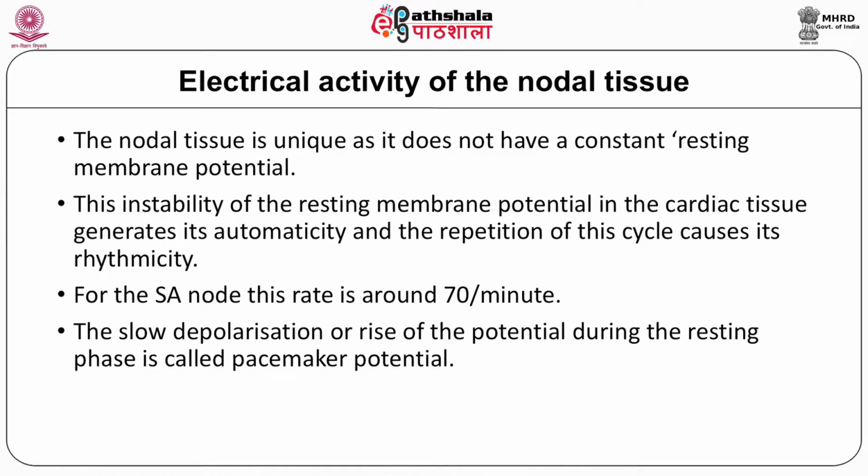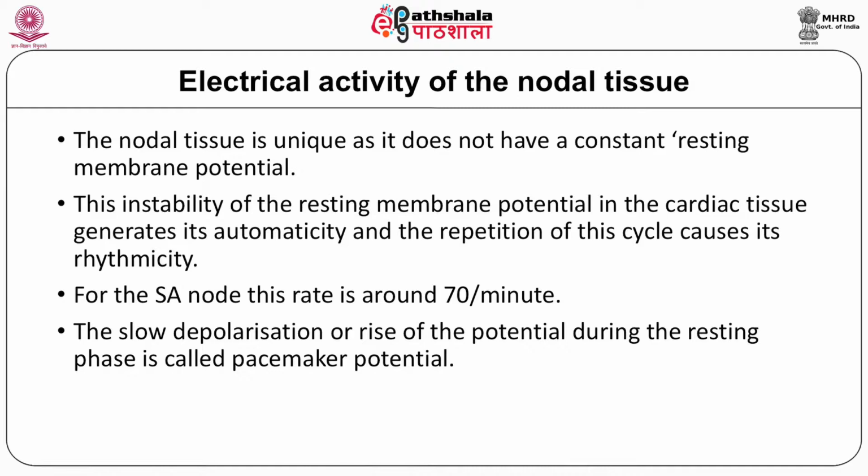The electrical activity of the nodal tissue is unique as it does not have a constant resting membrane potential, which is the difference in the electrical potential across the cell membrane seen at rest. Although the tissue is at rest, this potential in the nodal tissue moves towards depolarization, and once the threshold is achieved, an impulse called the action potential is fired. After firing of this impulse, the potential comes back to the resting level.